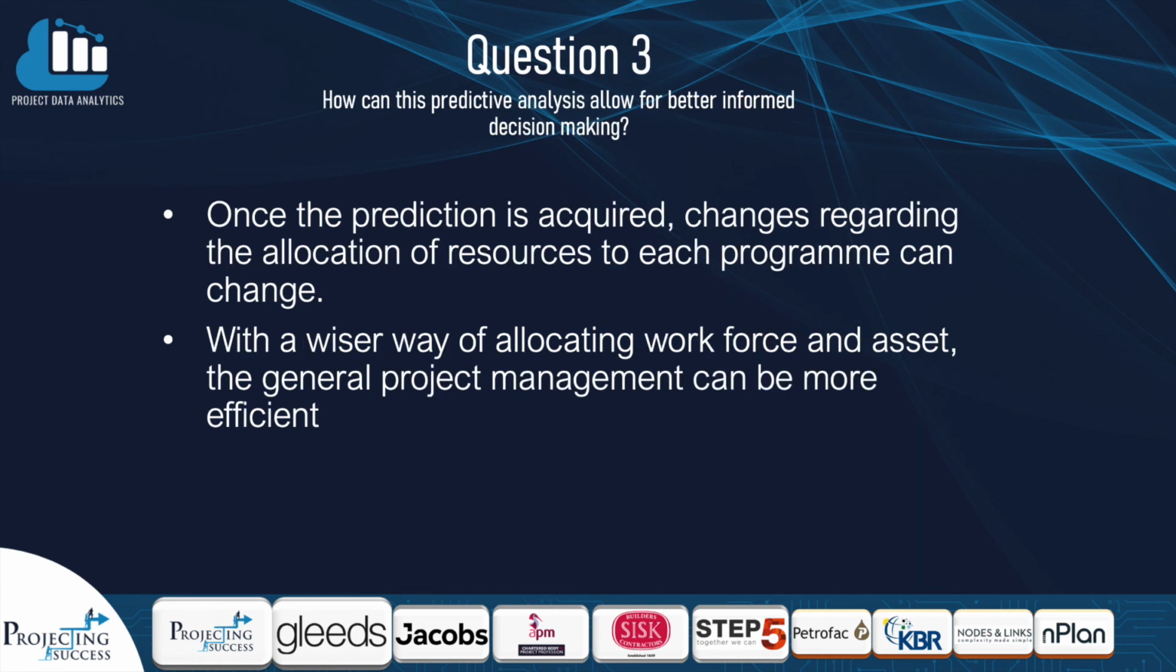The third question from the judge is, how can this predictive analysis allow for better informed decision-making? So once the prediction for actual program cost and time is acquired, the allocation of resources to each program can change. And with a wiser way of allocating workforce and assets, the general project management can be more efficient.